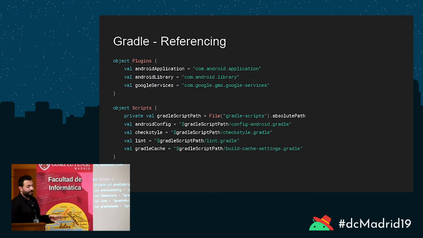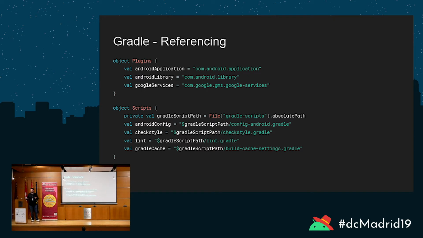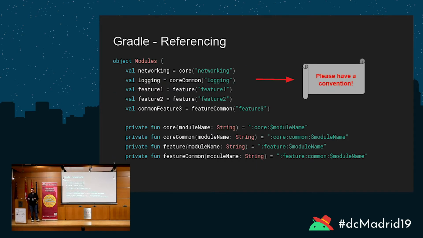So this would look like this. You have the plugins, like Android application. You have the scripts, like you get the script path, and then you define all your separate paths. And then you can also apply the same thing for modules. You can even create some functions to help you here to say, okay, if it is core, here is the prefix package, and then you can just pass the naming of the module to the required function to get generated paths.